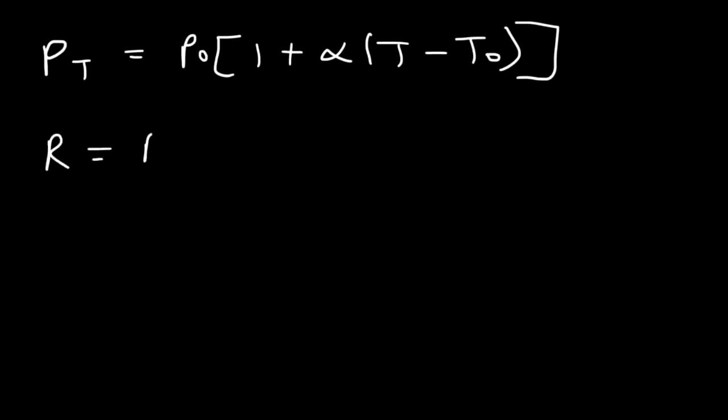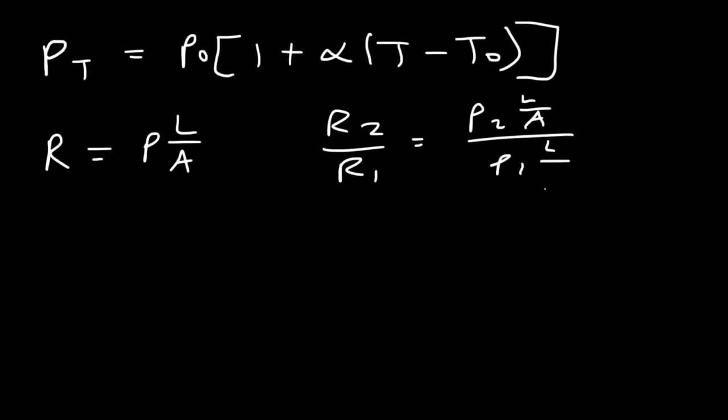Now, R is equal to ρ times L over A. So the ratio between, let's say, R2 over R1, that's going to be ρ2 times L over A divided by ρ1 times L over A. I didn't put a subscript for L or A, assuming that the wire remains the same. If it has a constant length and a constant area, and if only the temperature changes, then the resistivity will change only. So L and A will be the same, which means that they can be canceled in this equation.